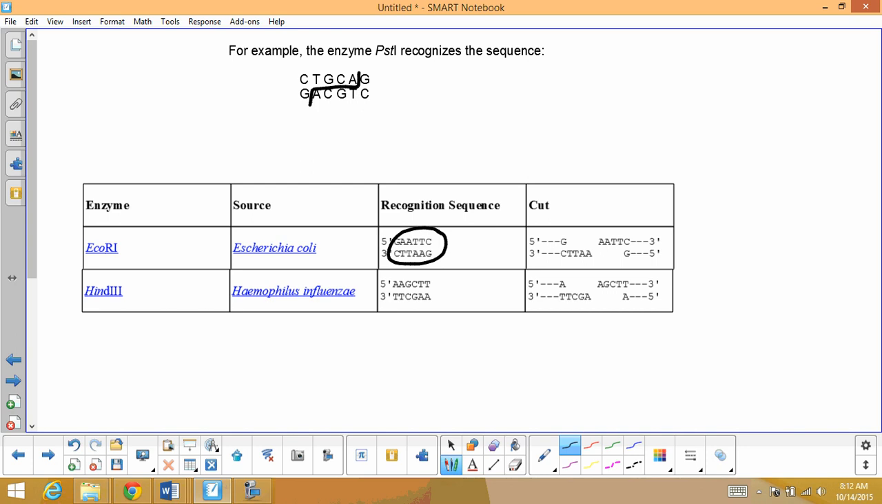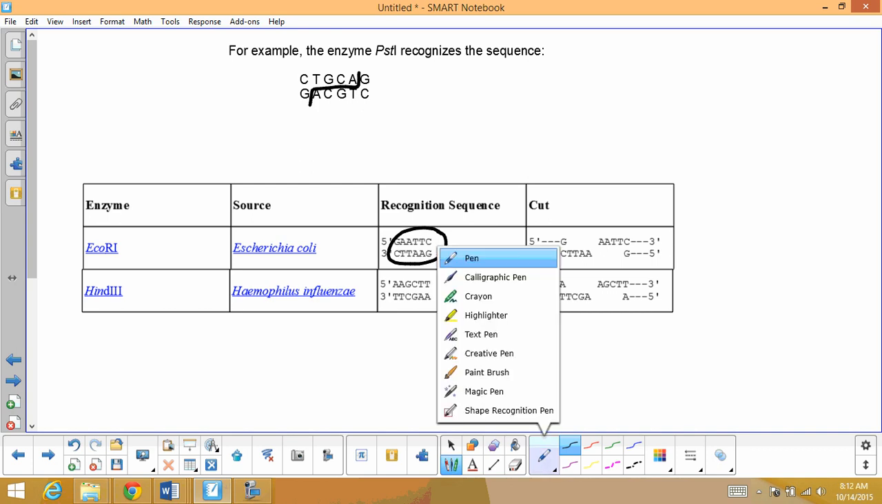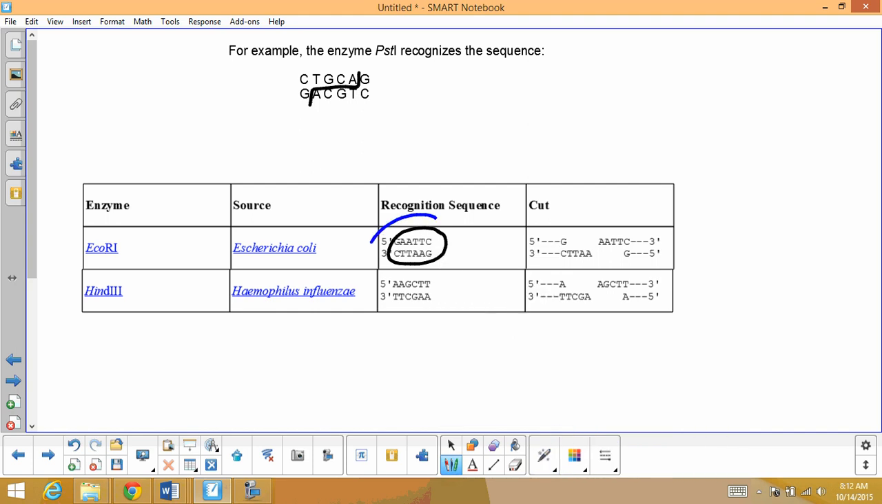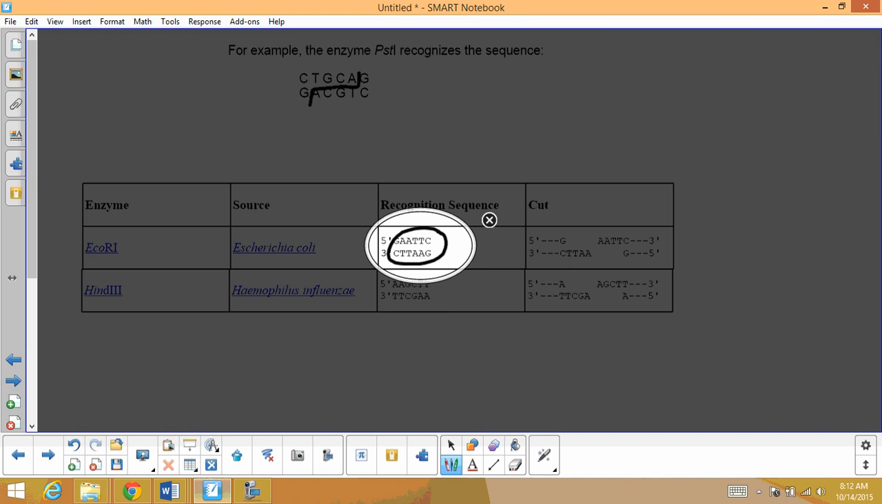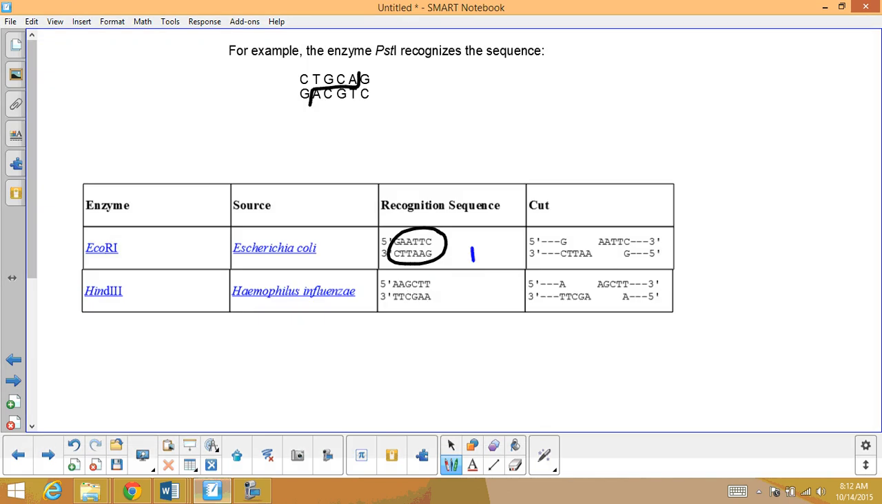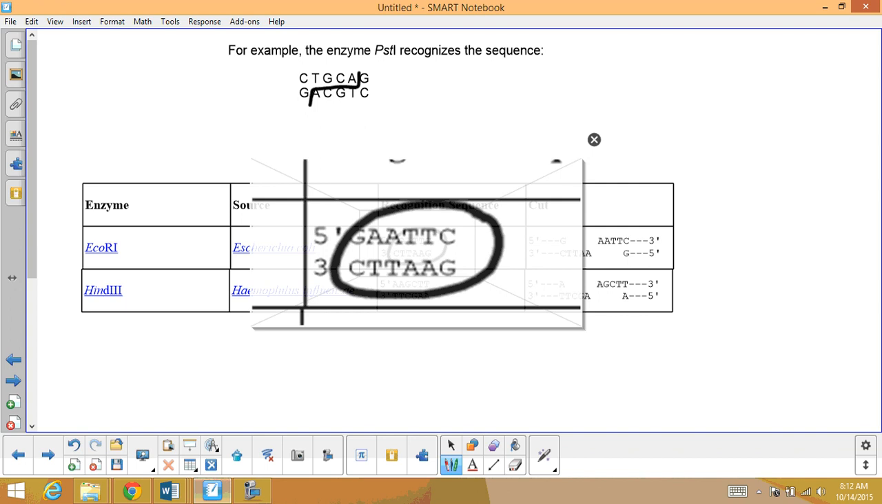When you're reading it, you have to read it so it reads GAATTC and CTTAAG. All right? Those are the main sequences you guys have to follow here. So GAATTC and CTTAAG. That's the sequence you guys have to look for.